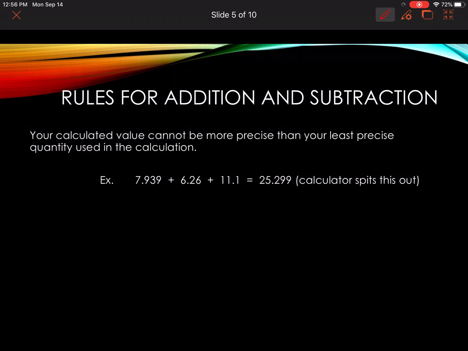If I left the number as this, it would mean that I am sure all the way up to, remember we've got the tenths, the hundredths, and the thousandths, that I'm sure up to the thousandths place value. But that's not actually true. If I look back at my numbers here, let's look at this 7.939. Yes, that one I know to the thousandths, so that one is very precise. But the 6.26, I only know that one to the hundredths. So I don't know what the thousandths value is for that one. And then the 11.1, I only know that to the tenths. So because I only know that one to the tenths, that is my least precise value. So that means my answer cannot be more precise than the tenths. So I have to round my answer to the tenths place value.